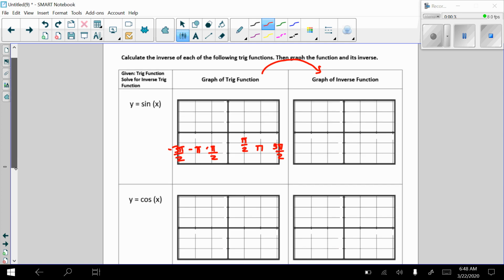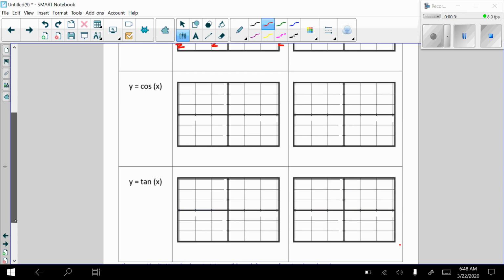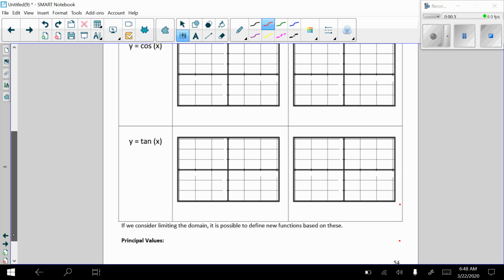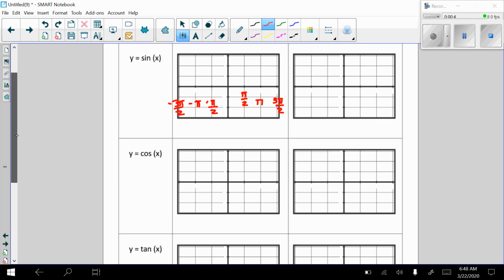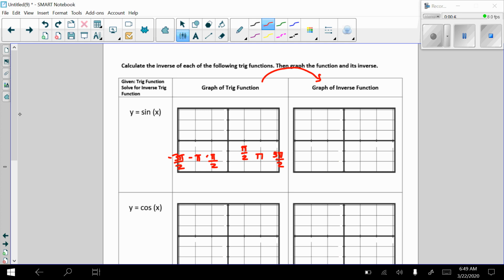Okay, and I want you to use that scale for all three of these graphs. Go ahead and do them. You should have no problem doing them. And then turn this video back on, and we'll pick it up from there.